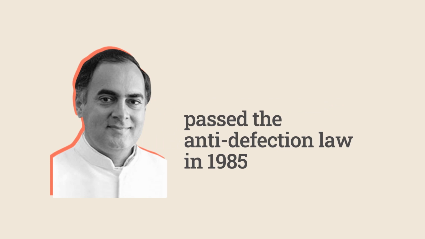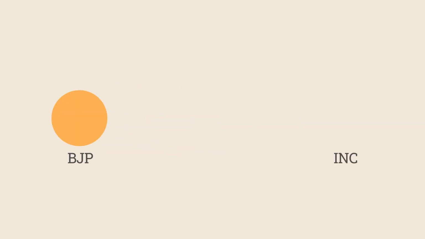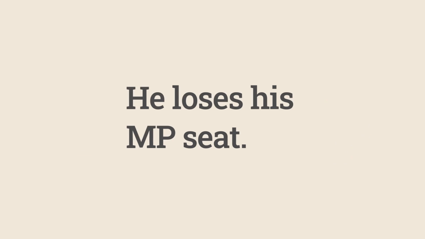To stop governments from falling, the Rajiv Gandhi government passed the anti-defection law in 1985. The anti-defection law disqualifies members who defect. Members who are disqualified lose their elected post. So according to the law, if an MP switches parties after getting elected, he loses his MP seat.